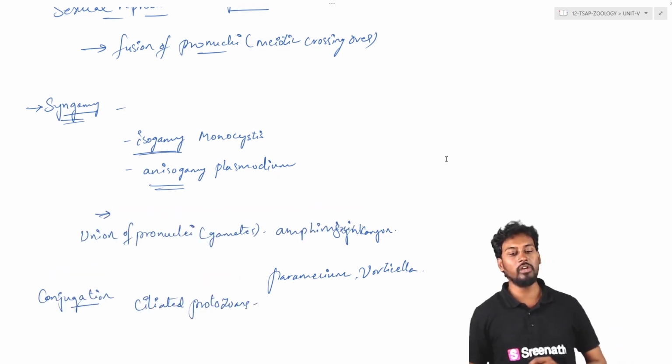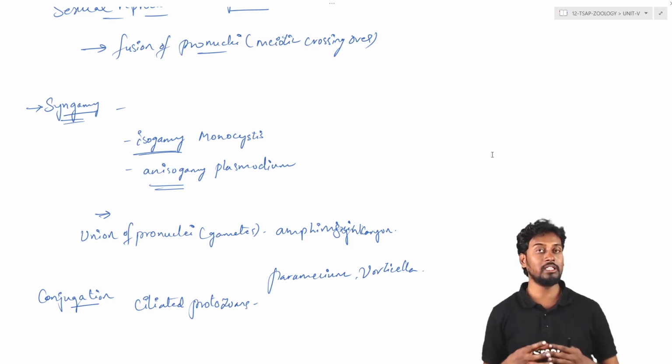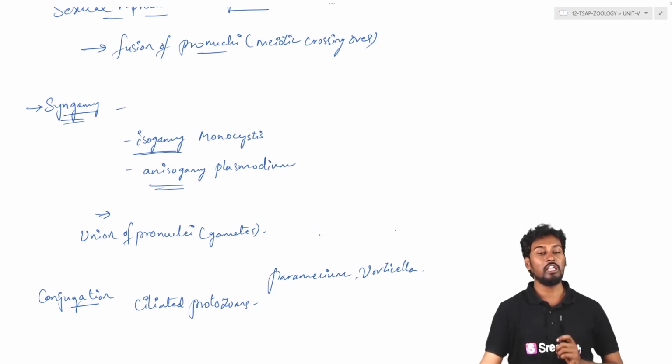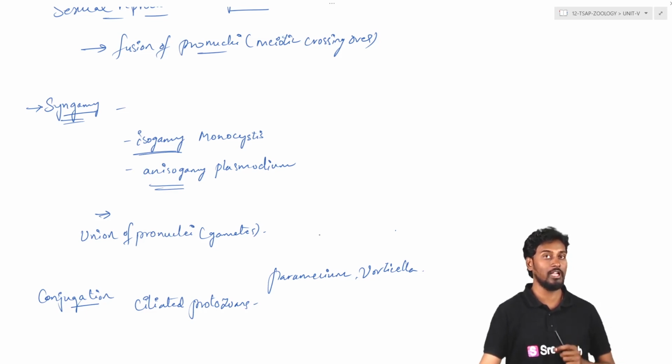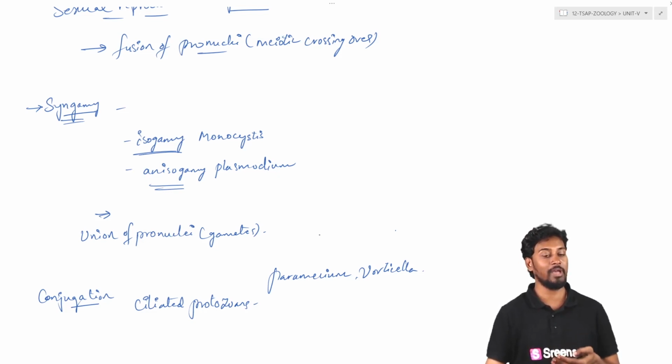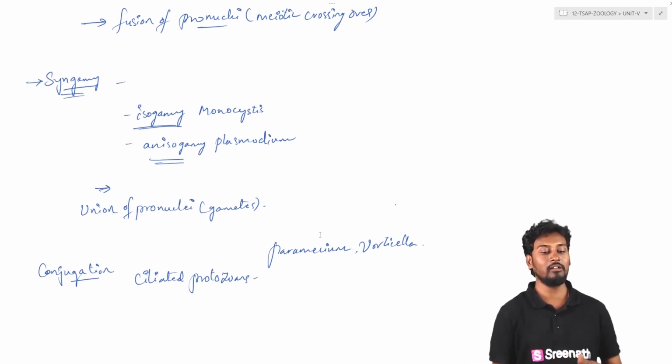సో when we are discussing here, it's about the union of the pronuclei. So when the pronuclei are unified together, they are generally equivalent to the gametes. So the unification of the pronuclei is what is generally observed here, and it is generally seen in case of paramecium and vorticella. So in case of vorticella and paramecium, we can see the unification of the pronuclei or the gametes. And the final one generally discussed is conjugation.